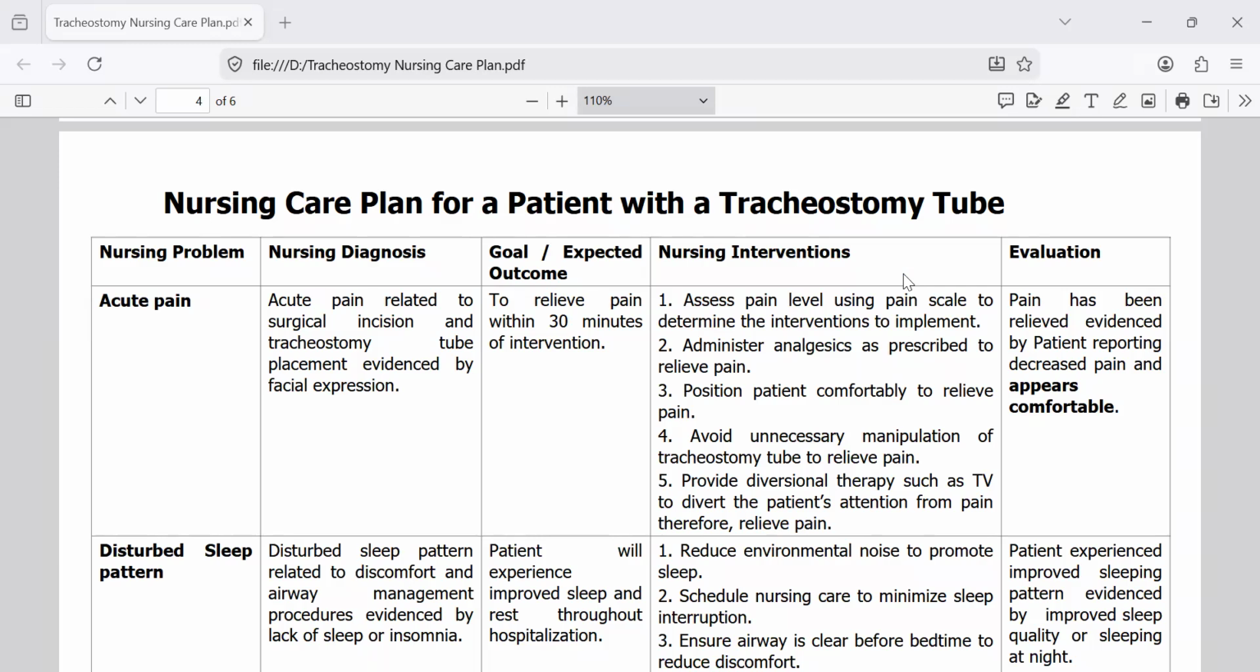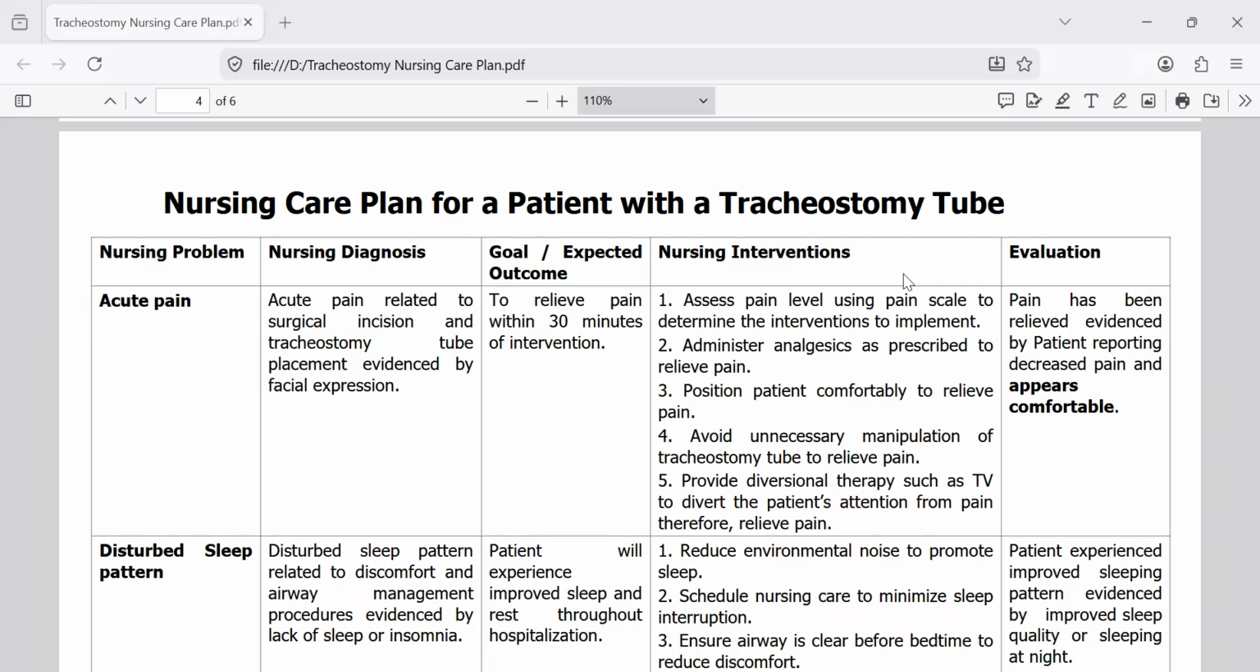Welcome to part 2 of the nursing care plan for a patient with a tracheostomy tube. As you can remember from the previous video, if you've not yet looked at it, check in the comment section. So we are going to start with a problem called acute pain.